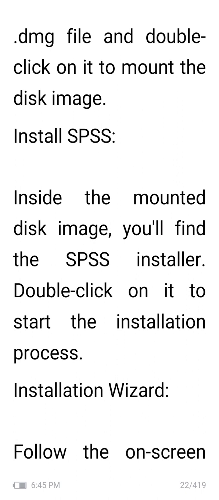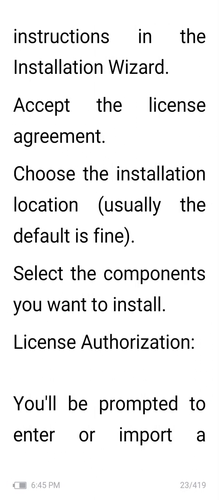Install SPSS. Inside the mounted disk image, you will find the SPSS installer. Double click on it to start the installation process. Then installation wizard. Follow the on-screen instructions in the installation wizard. Accept the license agreement. Choose the installation location. Usually the default is fine. Then select the components you want to install.